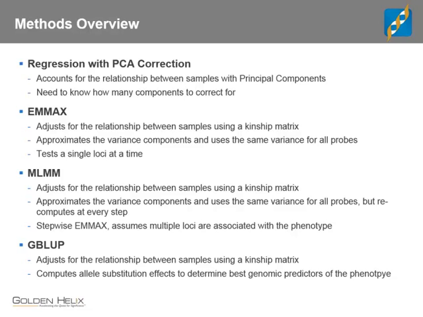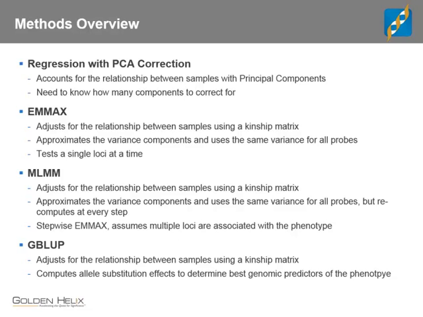Of the four methods, regression with PCA correction accounts for the relationship between samples by including a certain number of principal components in the analysis. Of course, this means determining the number of components to use, and while there are a few methods and rules of thumb to select the number of components, it is still a choice that the researcher has to make.